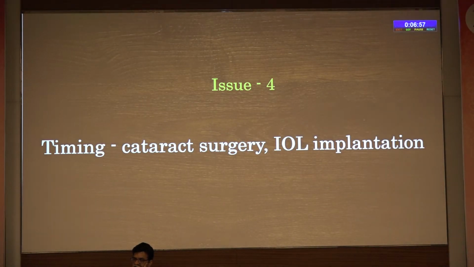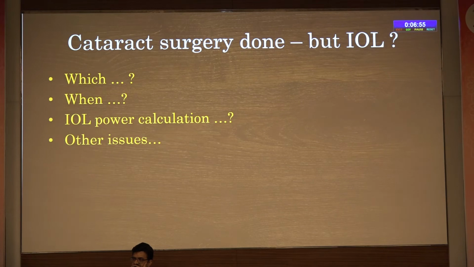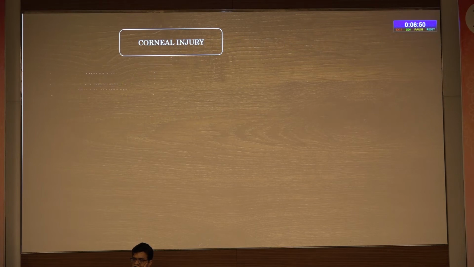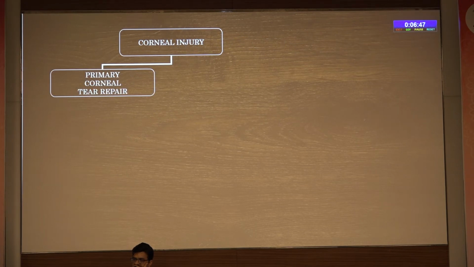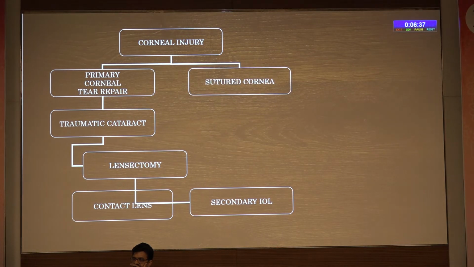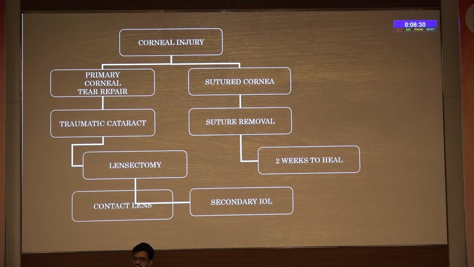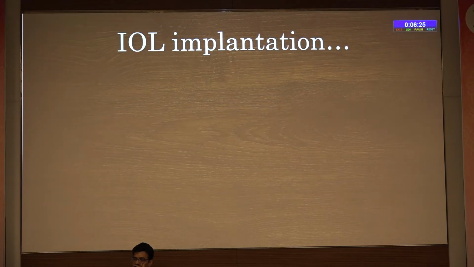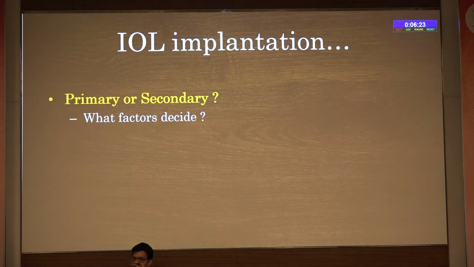So, timing of cataract surgery and IOL implantation. You do a cataract surgery, but whether to implant an IOL or not is again a question as a primary. Corneal injury determines when we implant the IOL, whether during the cataract surgery or after, as a secondary procedure. If there is a sutured cornea, you have to wait till suture removal, at least 6 weeks, and then get a good DBR, ideally 2 weeks to heal after the suture removal, and then plan your IOL implantation. So what factors decide?